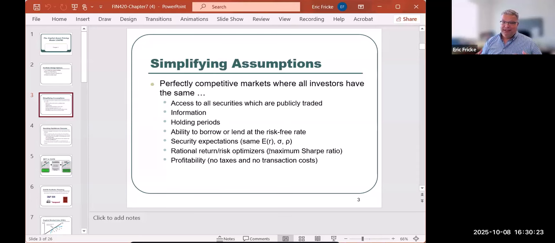And we don't worry about taxes, and we don't worry about transaction costs. We assume that's all the same. A little bit of a stretch, but that's what helps us get some kind of solution, because otherwise the problem just gets a little more intractable.